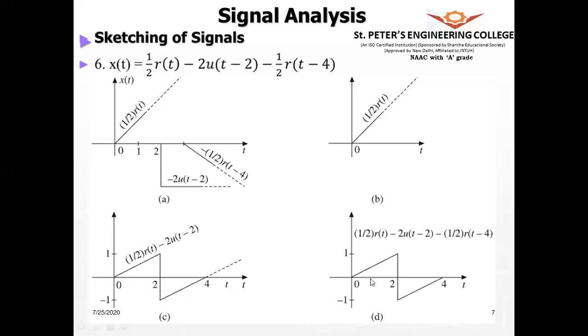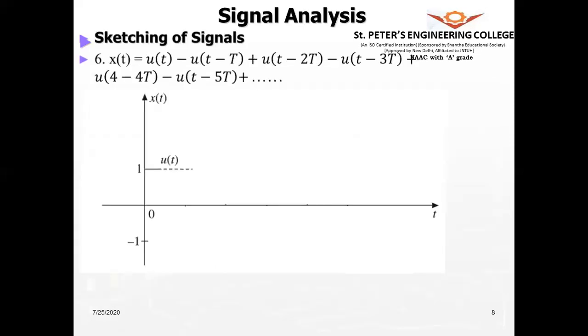All right. Next, let us draw another signal. x of t is equal to u of t minus u of t minus T plus u of t minus 2T minus u of t minus 3T plus u of t minus 4T, minus u of t minus 5T, plus etc. So this pattern continues. Now we see that there is a simple unit step signal, all started by delay. Of course, the amplitude will be changing, plus minus, and so on.